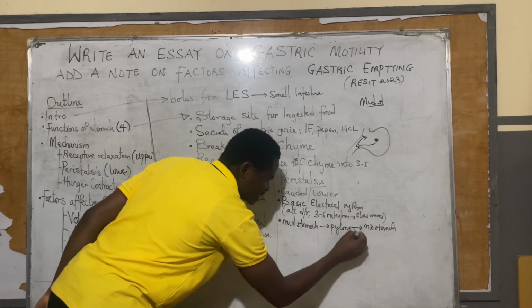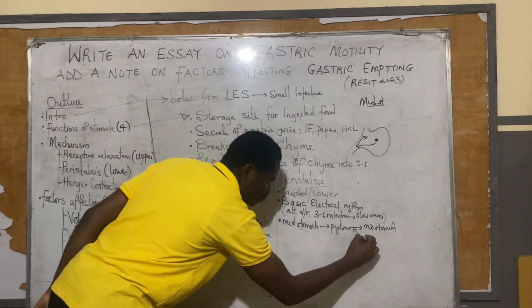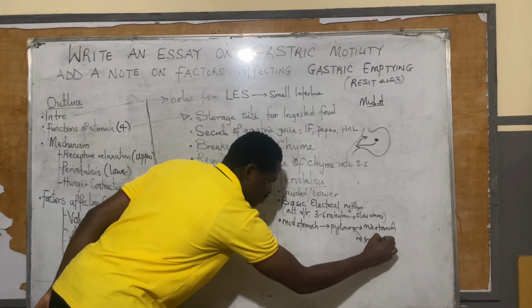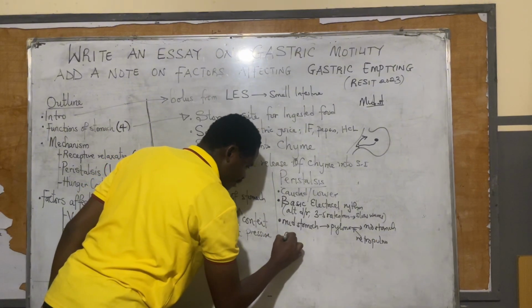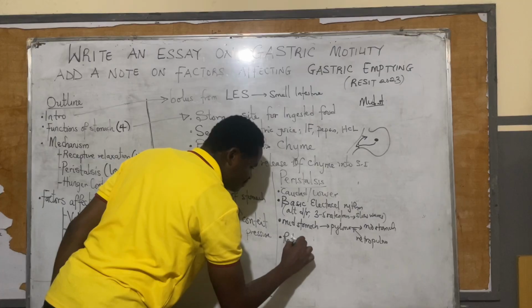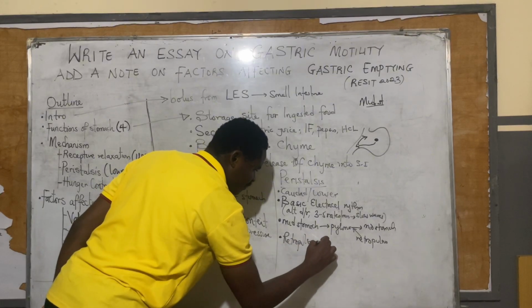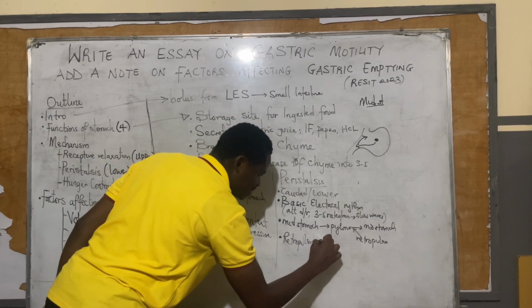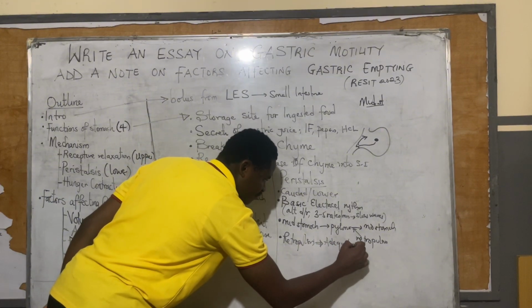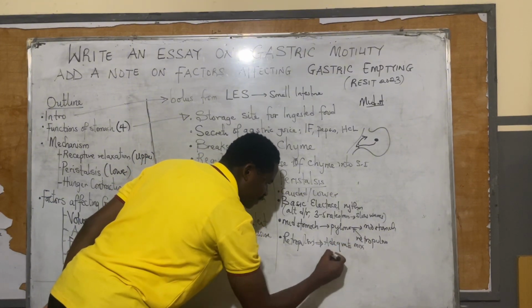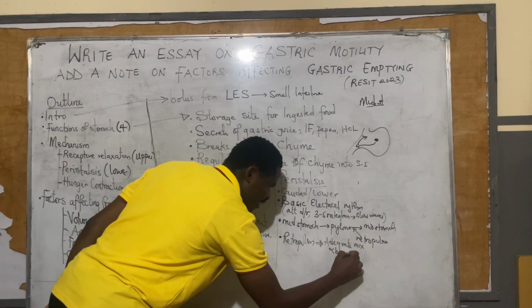Now, this particular step that helps it is what we call retropulsion. Retropulsion is pushing it back to the mid stomach. And it is because of retropulsion that we have adequate mixture. Retropulsion helps for adequate mixture and breakdown of chyme.